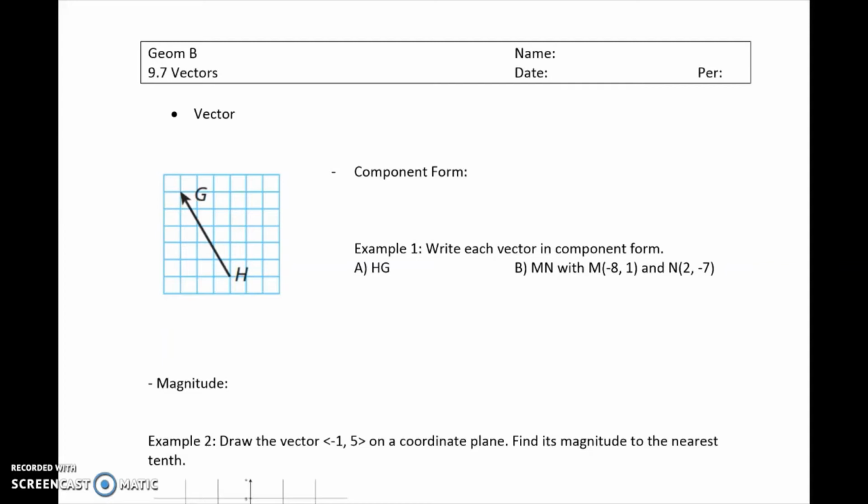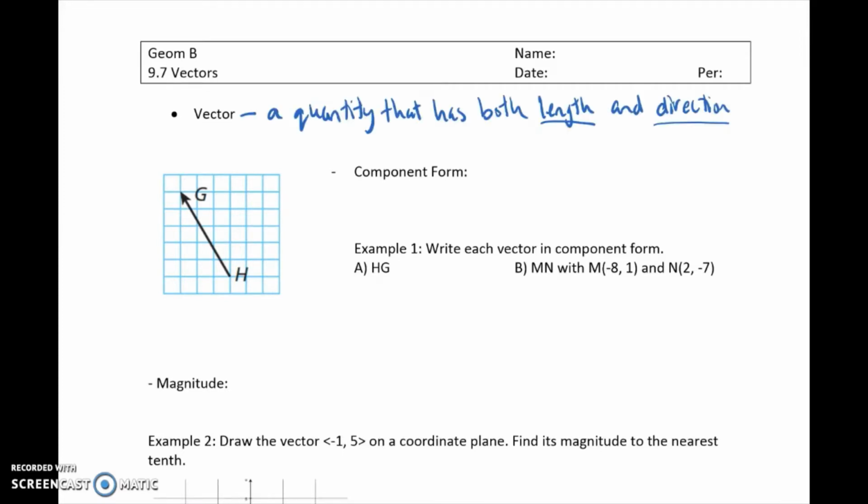So for our last section of this unit, we're going to talk about vectors. Let's review what vectors are first. Remember, a vector is a quantity that has both length and direction. If you look at this vector here on the left, this is the vector hg. Remember, you name it with your initial point first, going to your terminal point with that little half arrow.